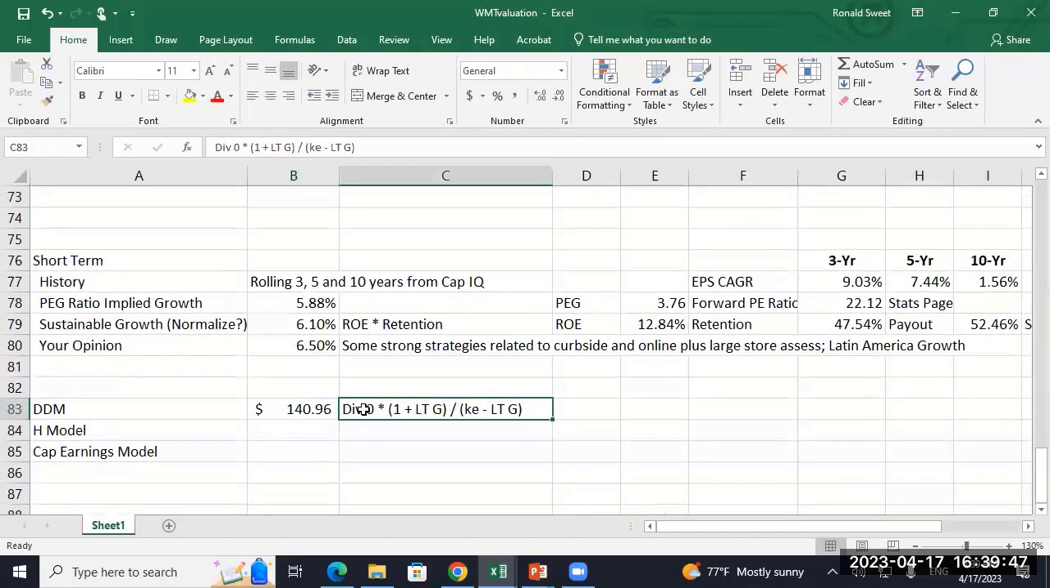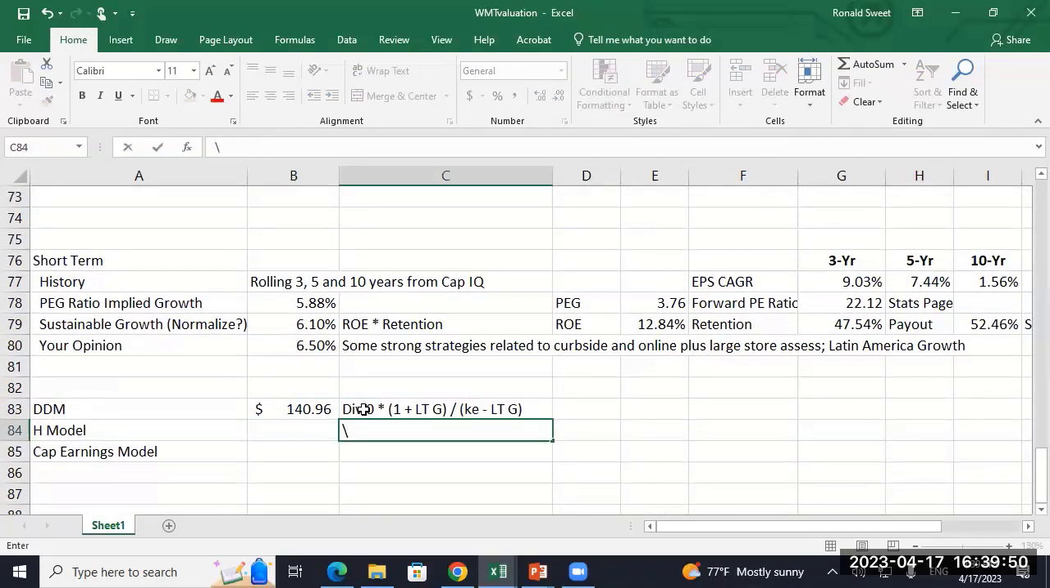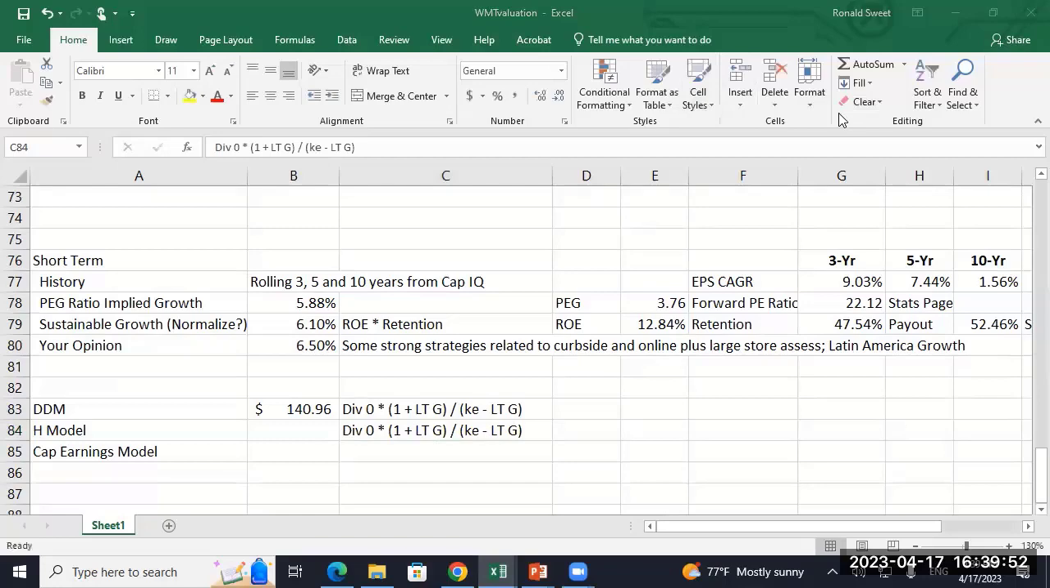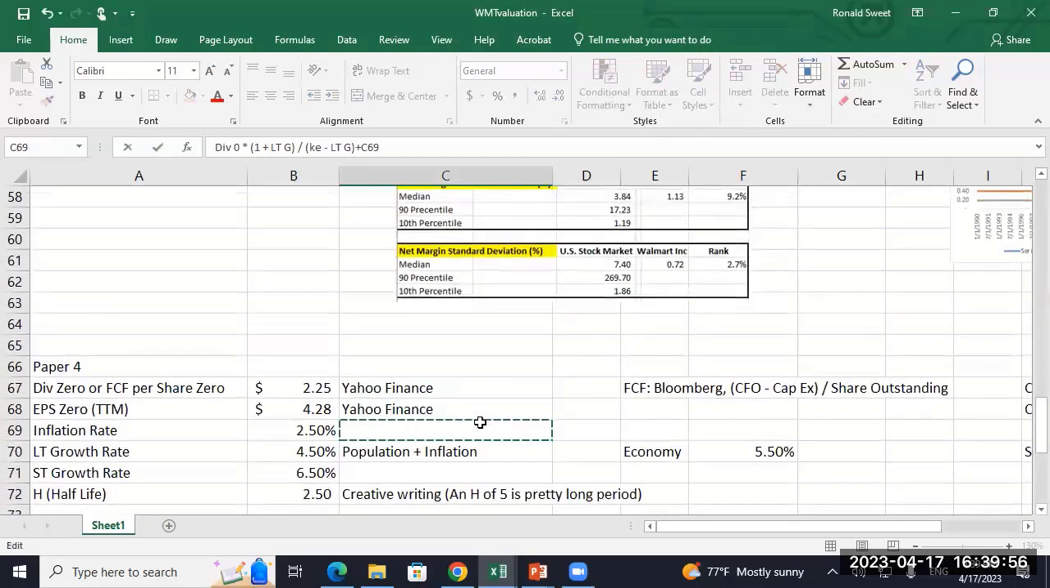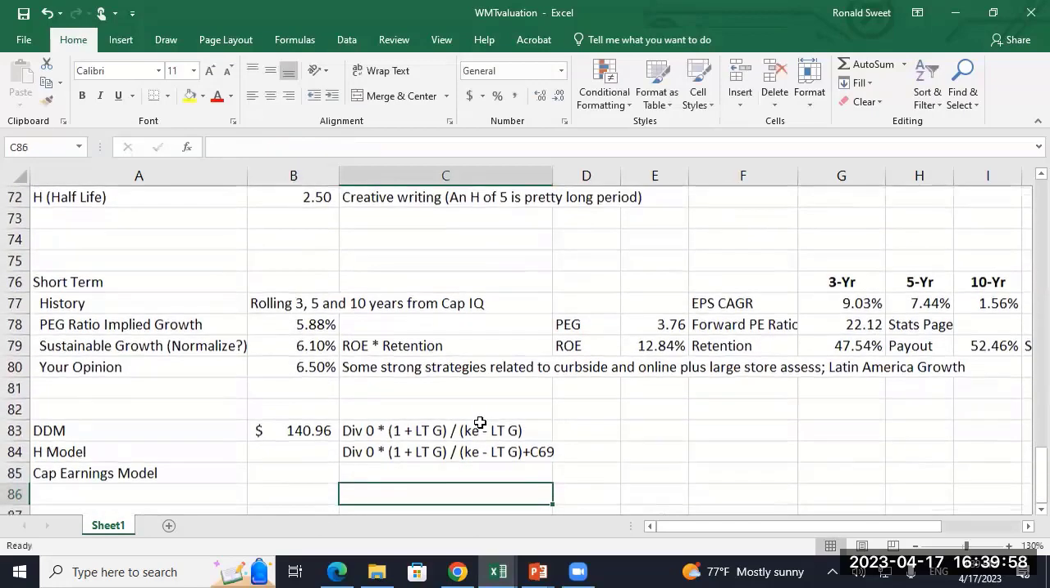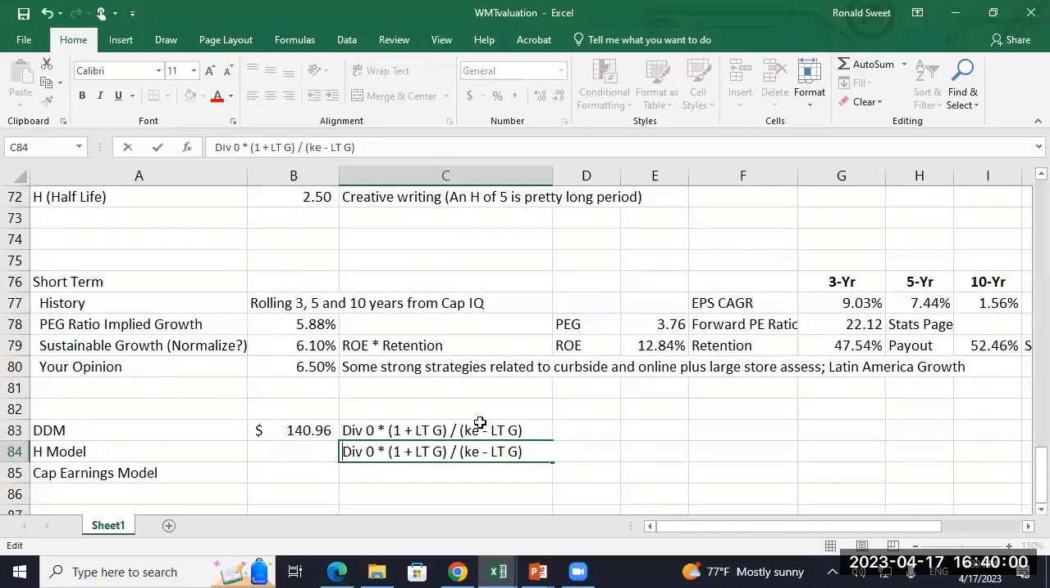And we do the H model. The H model, exact same formula, but we add this middle section in: dividend 0 times H times short-term growth minus long-term growth.